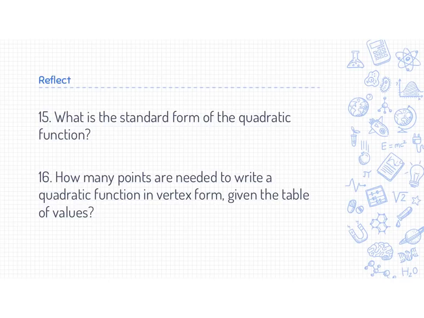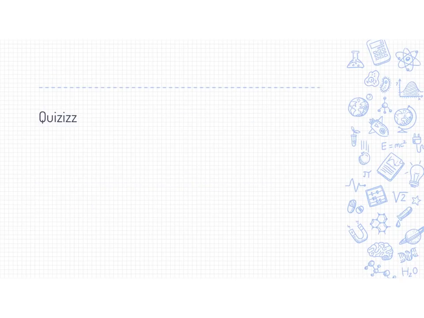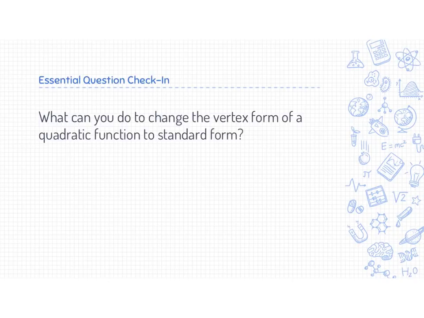All right, questions to be ready to have answers for is, what is the standard form of the quadratic function? And then how many points are needed to write a quadratic function in vertex form given the table of values? So be ready with your answers on those two there. And then you have your quizzes. And our essential question, what can you do to change the vertex form of a quadratic function to standard form? Be ready for this. Go back and look at the steps that we used.